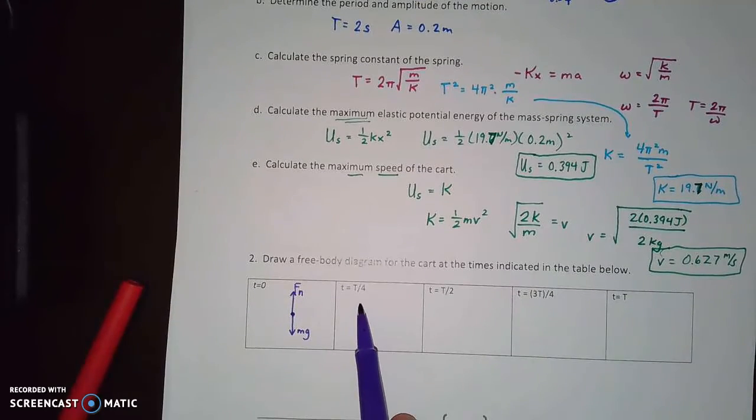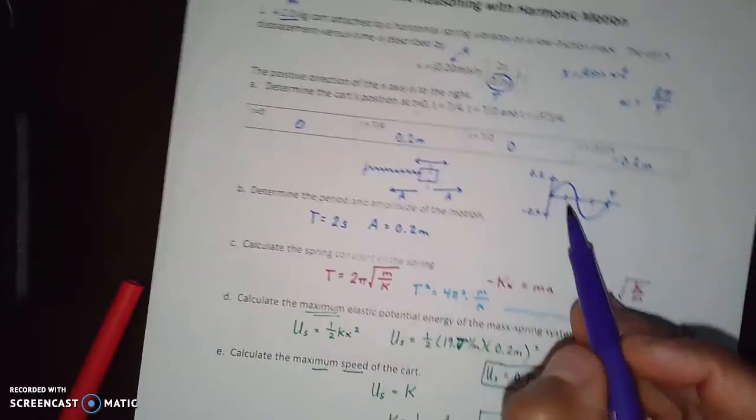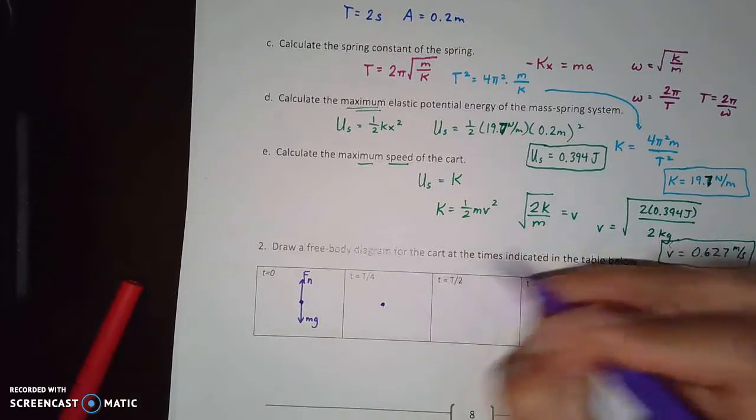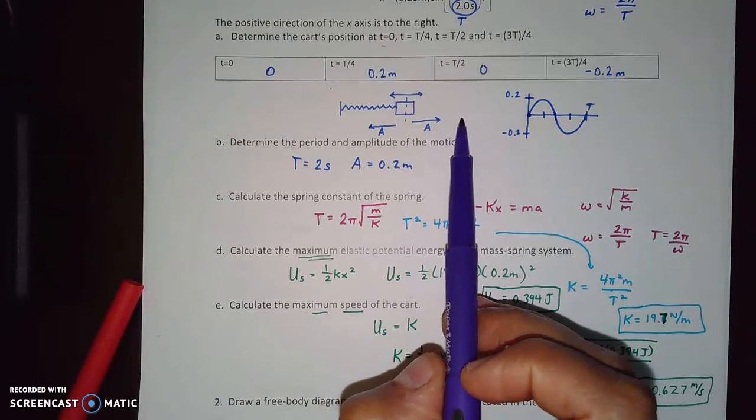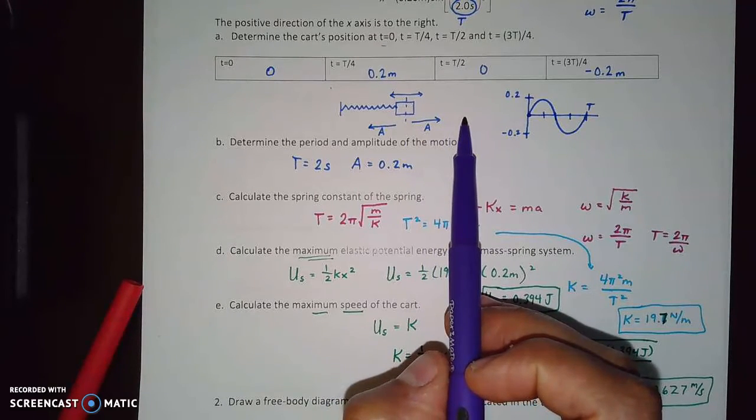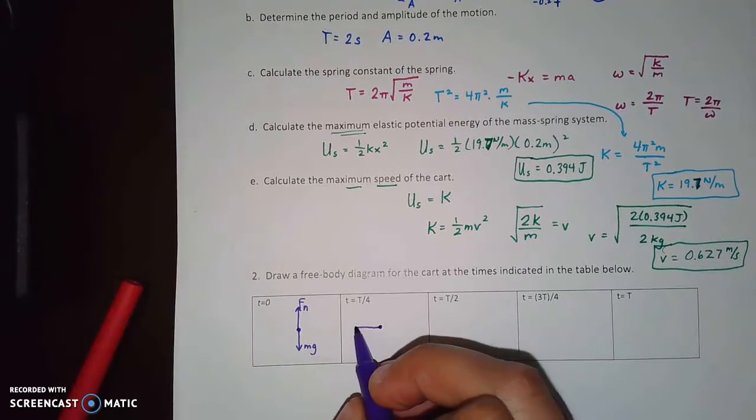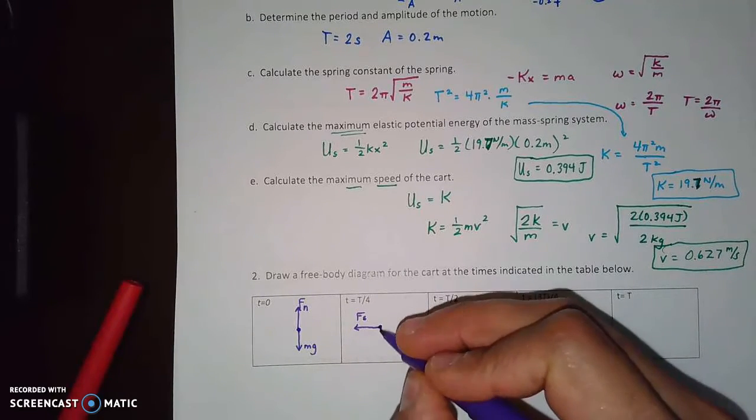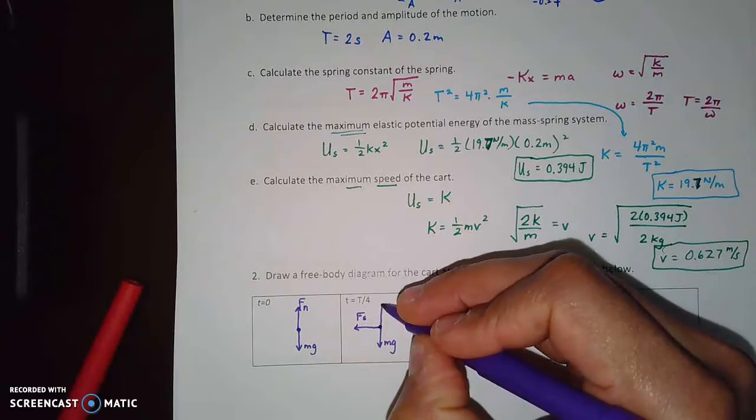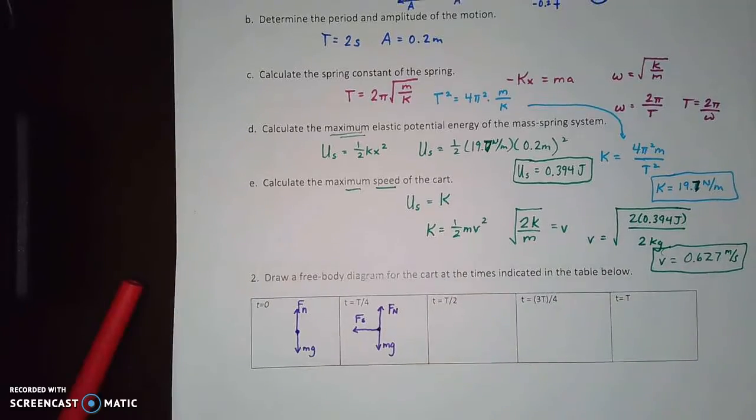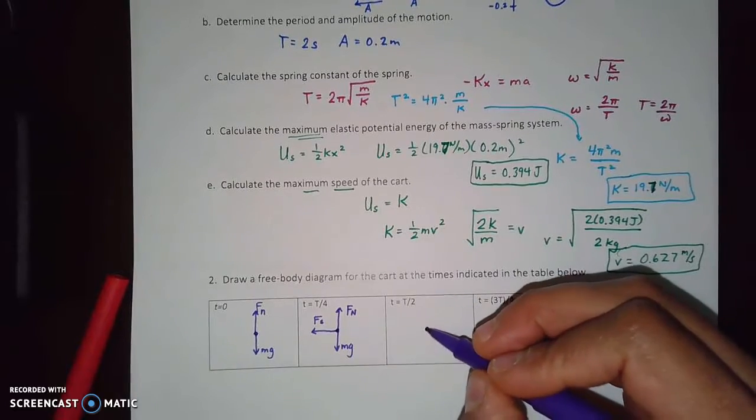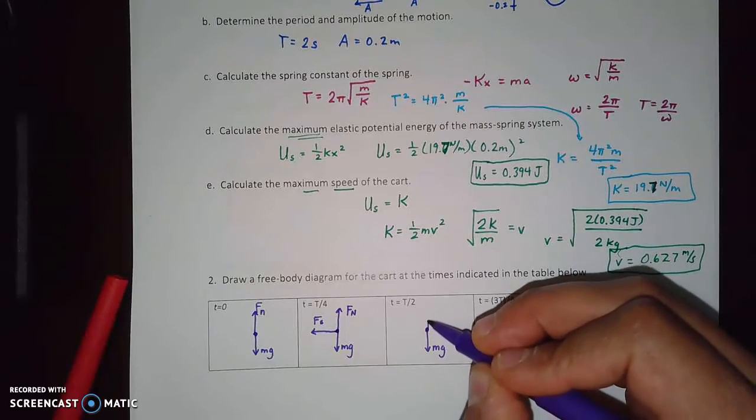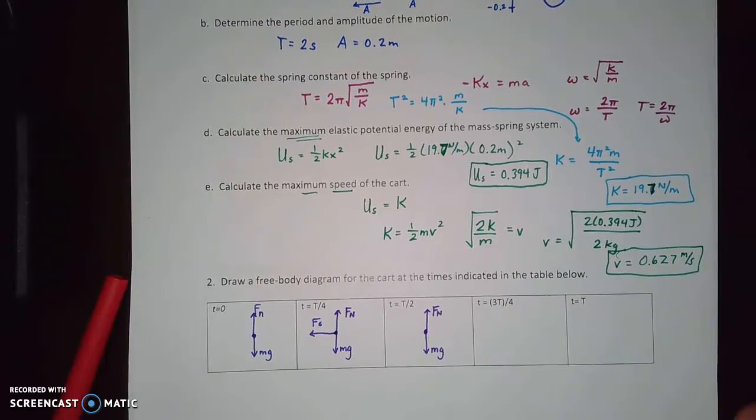At a quarter period, I am stretched maximum positively. So if I'm stretched maximum positively, that means that I'm as far out this way as I can be, which means my spring force is in the opposite direction. So I have a spring force this way, and I'll still have my weight force and my normal force as well. When I hit T over 2, again, I'm back at equilibrium. So I have my weight force and I have my normal force.